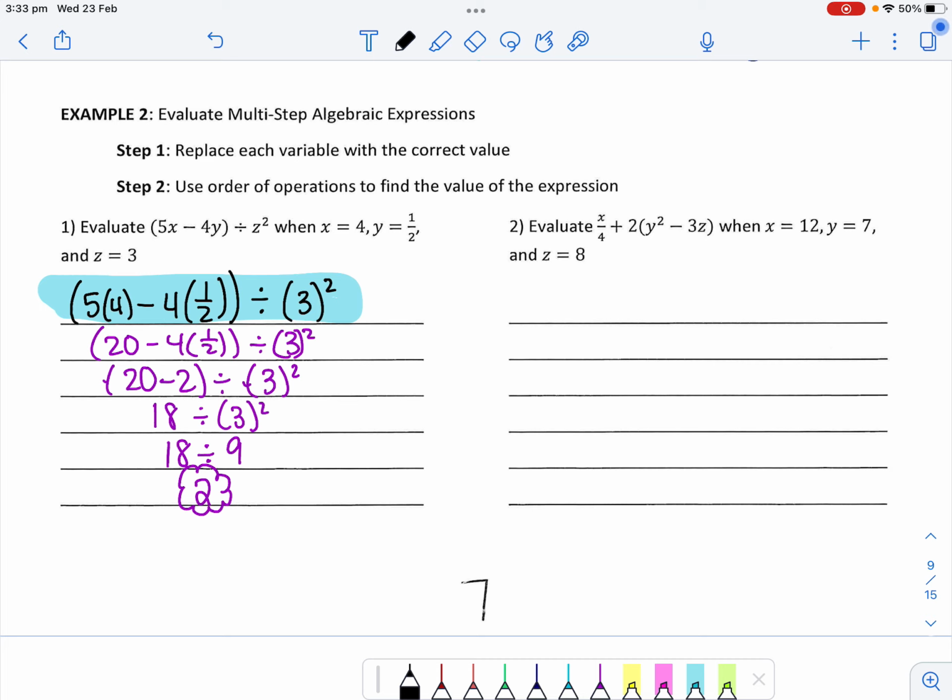So in number 2, it says x over 4. So I'm going to have 12 over 4 plus 2 times, and then y squared. So 7 squared minus 3 times z is 8. Then I close my parentheses. In order of operations, I go to the inside of my parentheses first, and then I'm going to do the exponent.